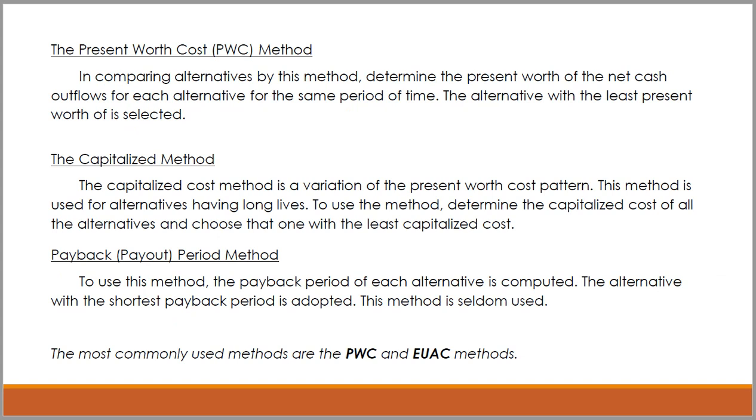The PWC method, the present worth of all cost, is similar to the EUAC, the equivalent uniform annual cost. But here, the annual operations and maintenance cost would be converted to an equivalent value in terms of present cost. Then whichever alternative or project is lower in terms of present worth of all cost would be the project to be chosen or selected. Okay. Next would be the capitalized cost method.